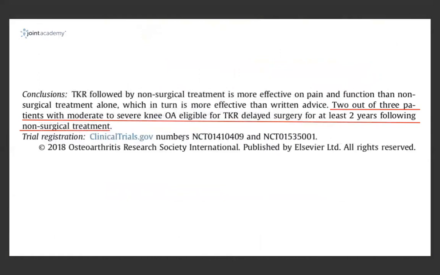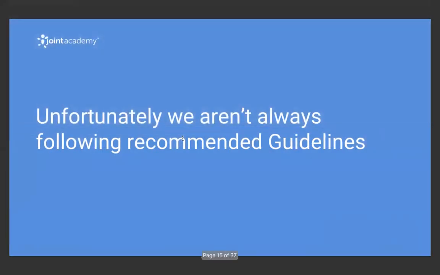We put them into a conservative care program. They went through all the recommendations of the green triangle. They went through weight management, education, and exercise. And 2 years out, 2 of 3, 67%, didn't get a joint replacement. So the protocol works if it's followed. Unfortunately, we aren't always following recommended guidelines.